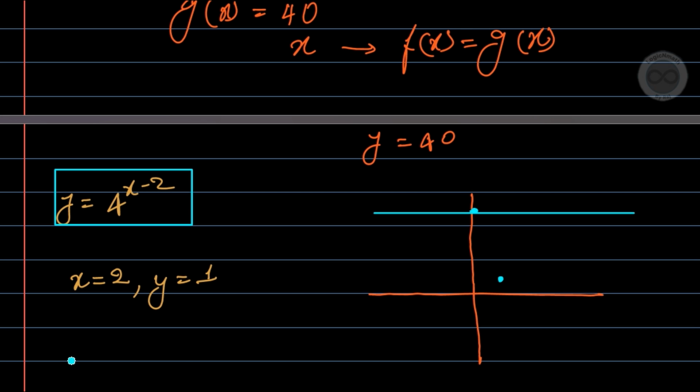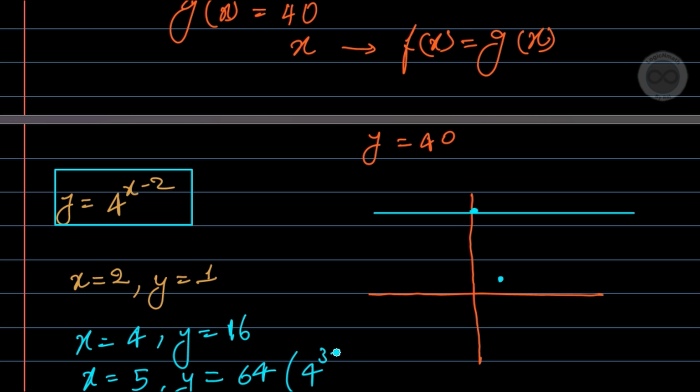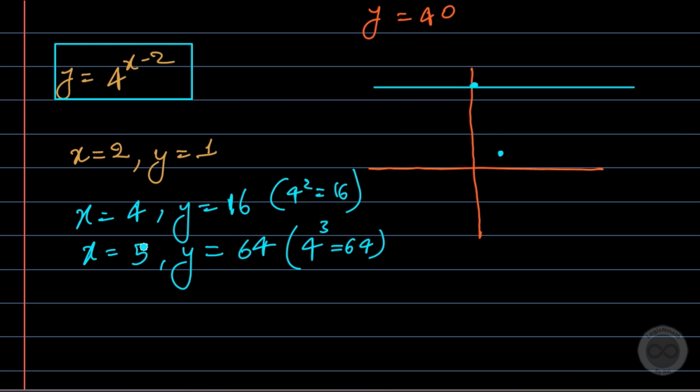So now when x is equal to 4, we get y is equal to 16, and when x is equal to 5, we get y is equal to 64, that is 4 raised to the power 4 minus 2, which is 4 power 2, equal to 16, and 4 raised to the power 5 minus 2, which is 4 power 3, which is equal to 64. So our value of x is in between 4 and 5.